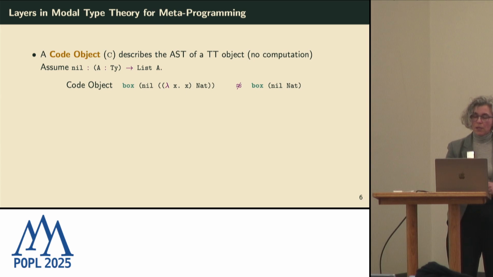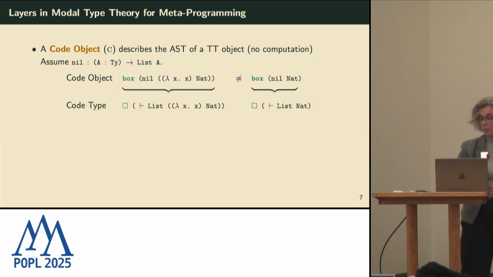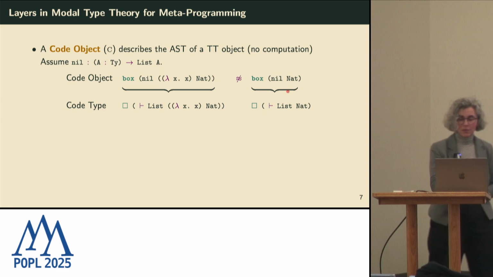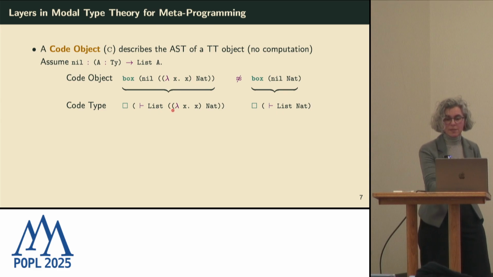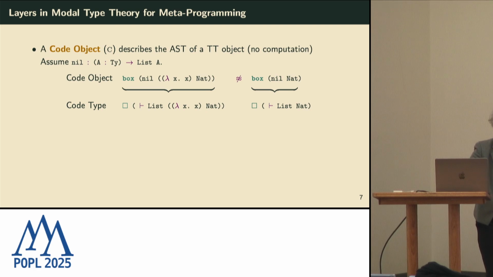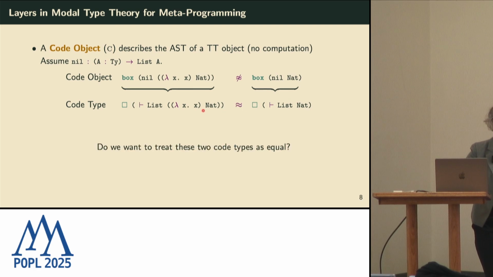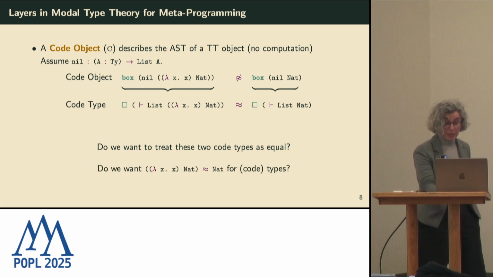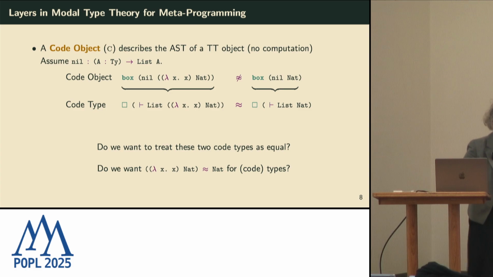Now you want to know what is the type of these objects. Clearly the first object has type list, lambda x applied to nat, because I'm just replacing the a by whatever type I had here. And the second object has type list of nat. But the question is, maybe on the level of types, we do want to identify these types to be equivalent, because in some sense, types classify objects, and they're not really just syntax. And so in our type theory, we do allow reductions on the level of types, but not on the level of code objects.